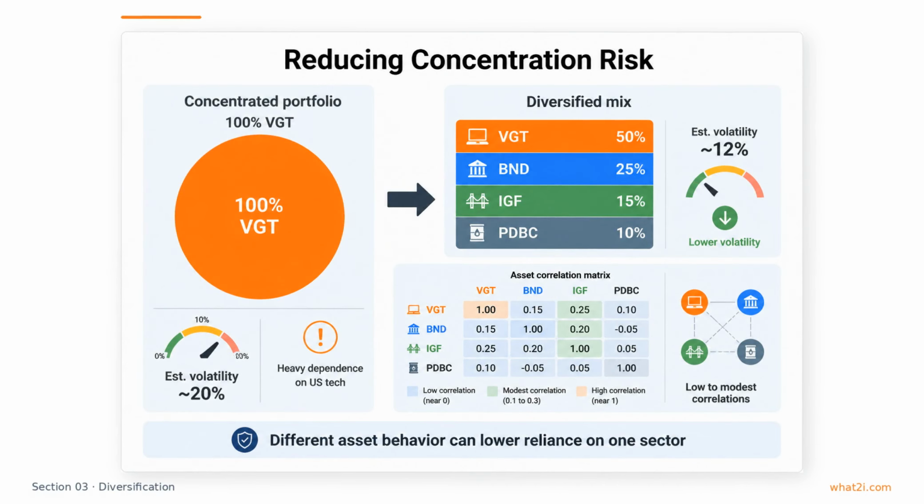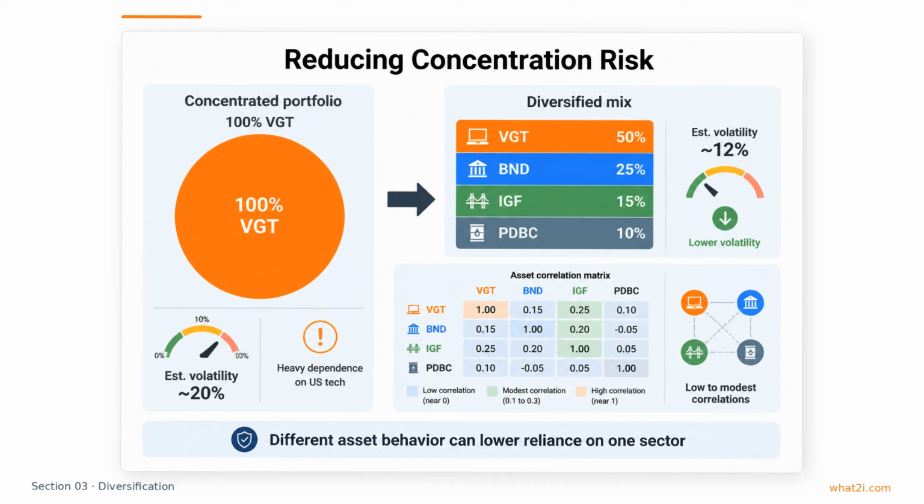Consider a simple example of concentration risk. If a portfolio is 100% invested in a US technology ETF like VGT, its fortunes are tightly tied to one sector. If that sector struggles, the whole portfolio suffers.